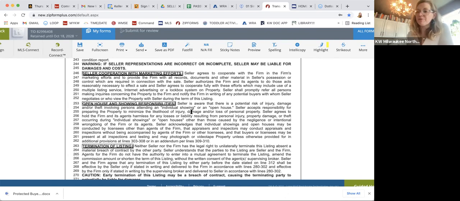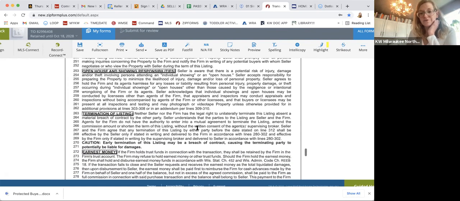Open house and showing responsibilities. So this is a hold harmless agreement for the firm. So seller is aware that there is a potential risk of injury, damage, and or theft involving persons on an individual showing or an open house. Seller accepts this responsibility for preparing the property to minimize the likelihood of injury, damage, and or loss of personal property.